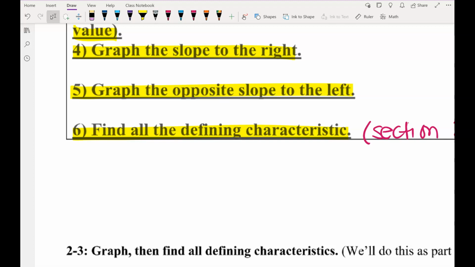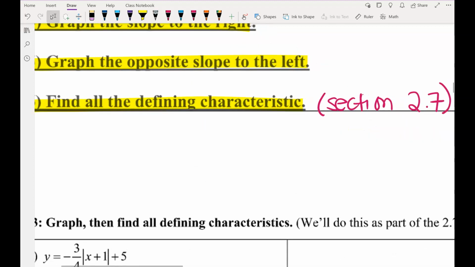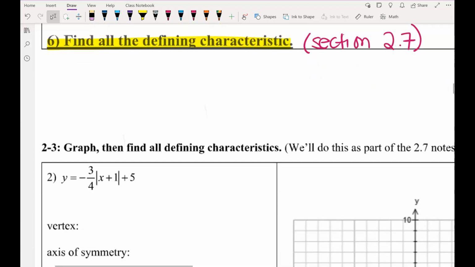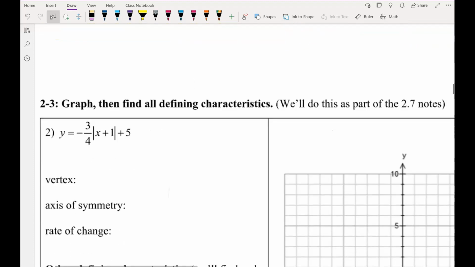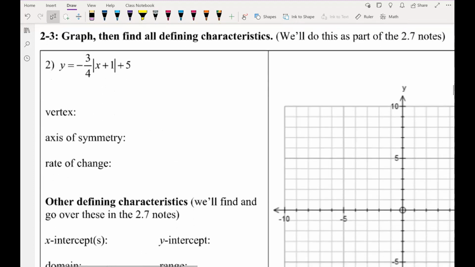All right, let's do it. Ready? Examples 2 to 3. Cameron, can you help us read the instruction, please? Just read the instruction. Graph and find all defining characteristics. Thank you. All right, here we go.